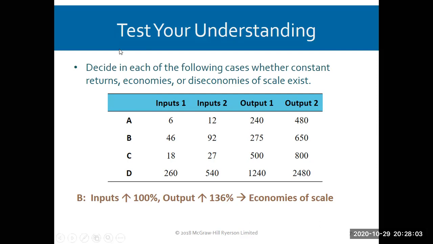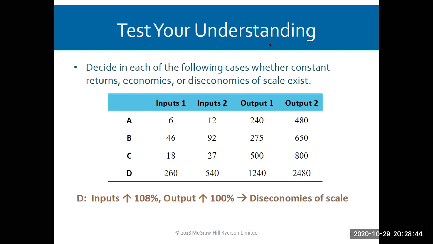So what does the third one show us? C says inputs increased 50% when they do the calculation. I'll let you figure it out. And outputs increased 60%. So that's still economies of scale. Inputs went up 50%, or the cost of inputs went up 50%, and outputs went up 60%. So that's economies of scale. And then the last one, you can calculate the percentage change there. Here it's 540 minus 260 divided by 260 times 100. So inputs went up 108%. And outputs, well, 2480 minus 1240 divided by 1240, I can see that that's up 100%.